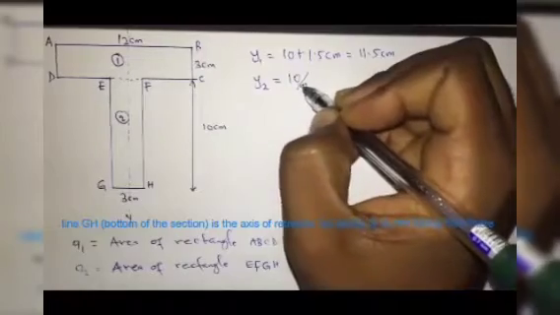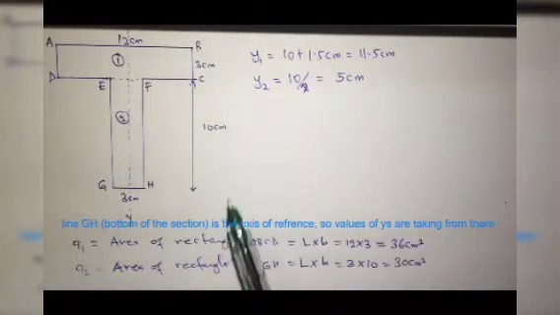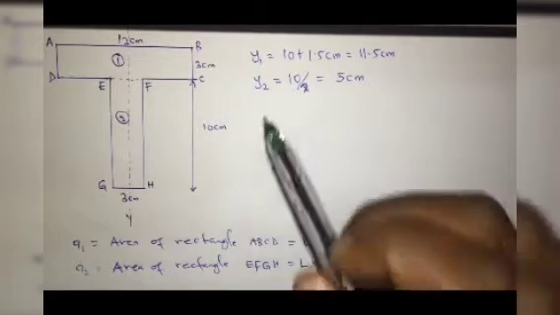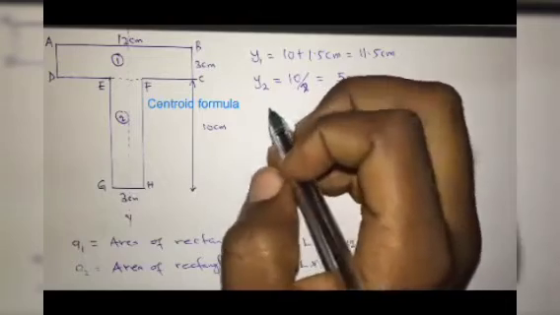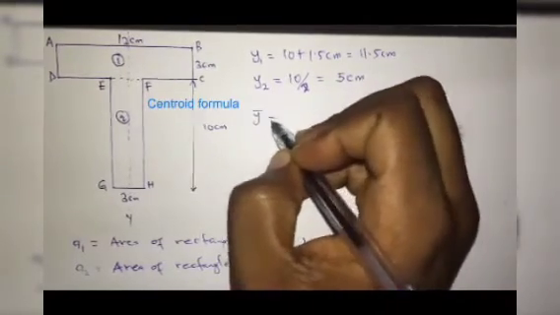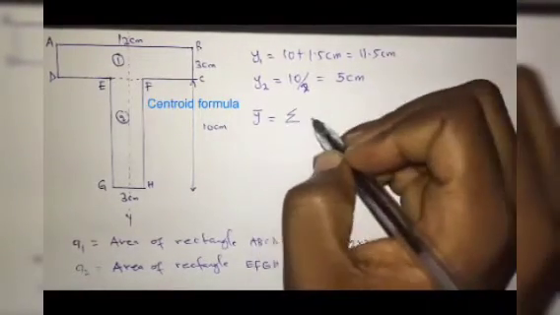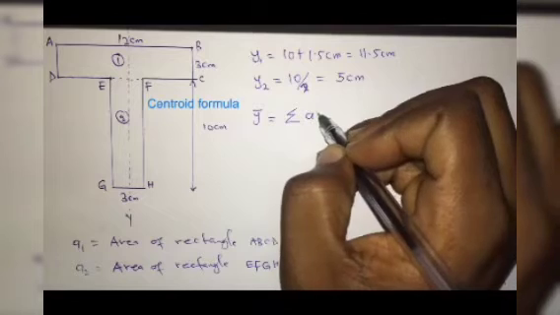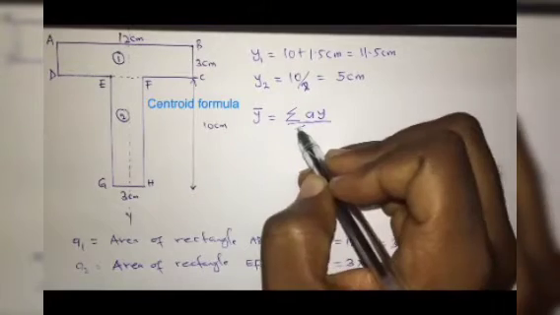So after this, you apply the centroid formula, and the centroid formula says summation of the product of area and the distance of the centroid from the reference axis, over summation of all areas. That's summation of AY over summation of A. So we have our A, we have our Y. You can just substitute and solve for Y bar, which is the centroid of this T section. The Y bar stands for the centroid of the whole section. That's the T section.